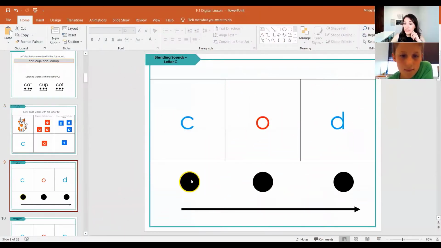Let's try tapping out some of these. So we have our K at the beginning, then we're going to have d, K, d. What will that mean? That would mean like cod is like a type of fish. Very good. I didn't even ask for a definition and you already knew it.